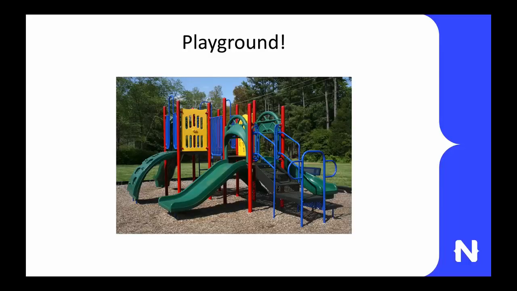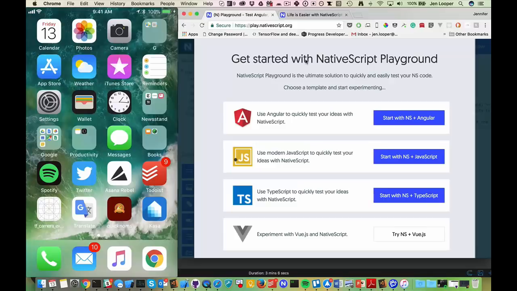Well, with Playground, we're offering you a different alternative. The new NativeScript Playground, which you're going to find at play.nativescript.org, is a really cool way to write snippets and code samples in the browser and test them directly on your device using a couple of companion apps. Let's take a look at how it's done.